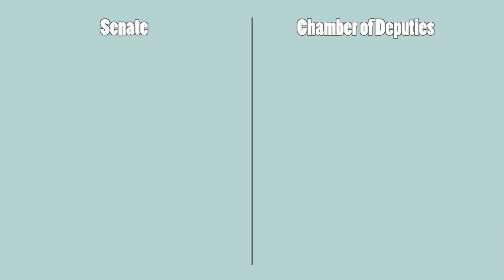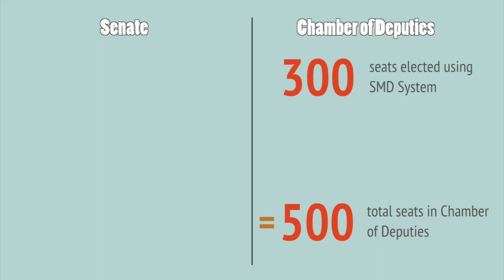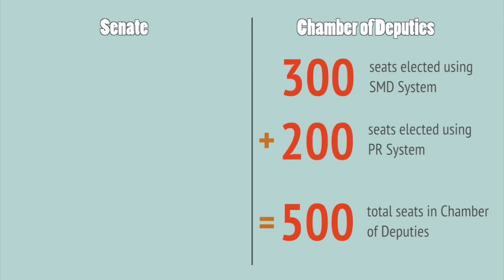Like the United States, Mexico has a bicameral legislature. One house is called the Senate, and the other is called the Chamber of Deputies. You can think of Mexico's Chamber of Deputies as kind of like the House of Representatives in the United States, except that it is made up of 500 members who each serve 3-year terms. Of these, 300 are elected from single-member district constituencies based on plurality, and 200 are elected based on proportional representation.